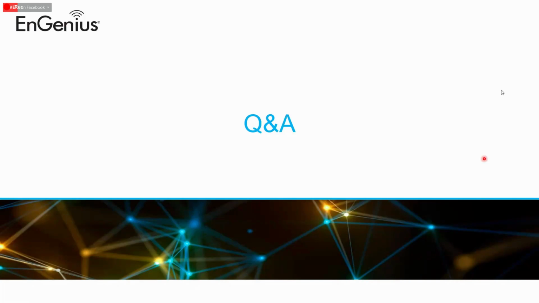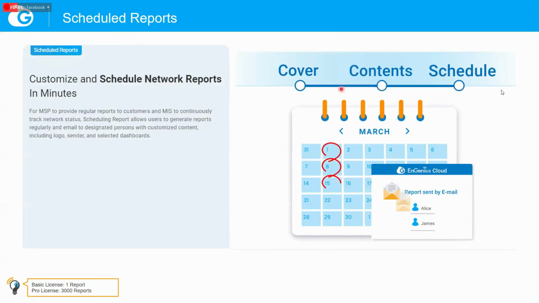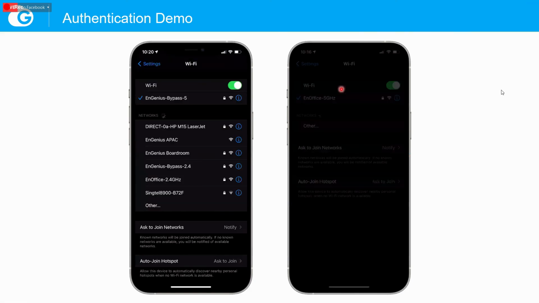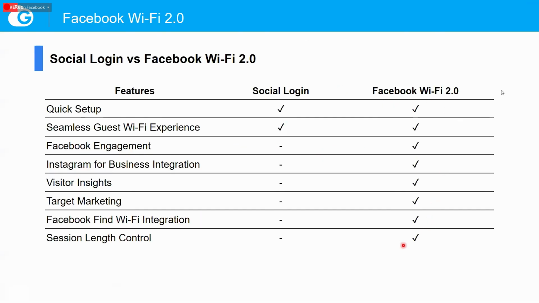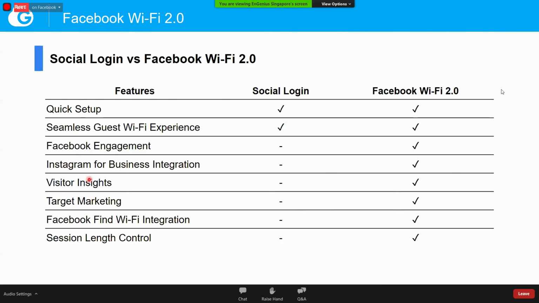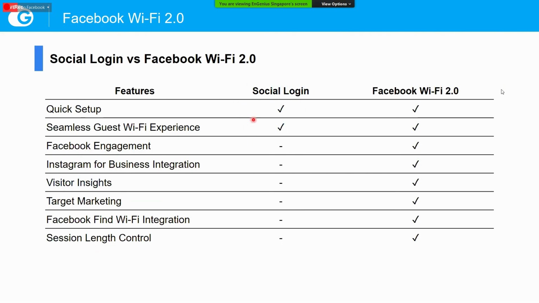Okay, I already answered this: Facebook Wi-Fi and social login are similar. The main difference is that Facebook Wi-Fi is more for enhancing your business because of all the features that you get with it, whereas social login is just for ease of use so that you can easily connect to an SSID.